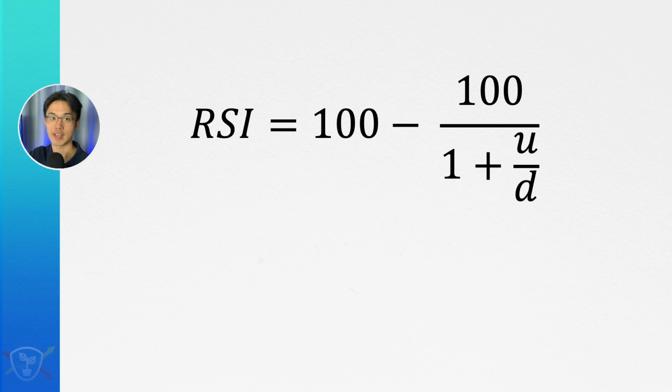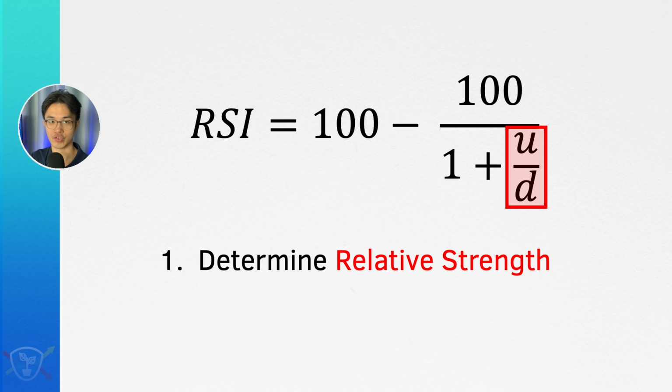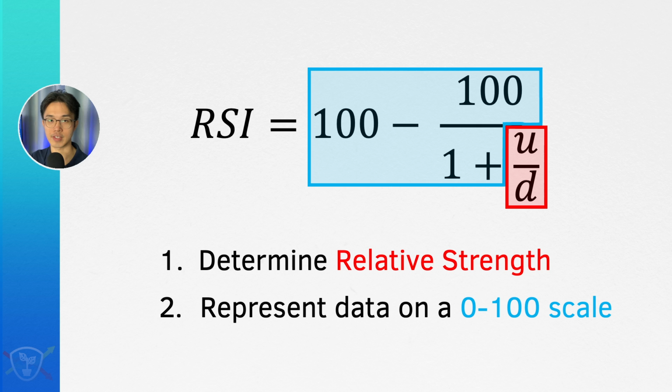How do we get the numbers for RSI? Well, this is the formula. I know it might look like a lot, but let's break it down into two parts so we can see the process of how RSI is calculated. The first step in this equation is to determine what is the current relative strength. And the second step is to put this on a scale of 0 to 100.